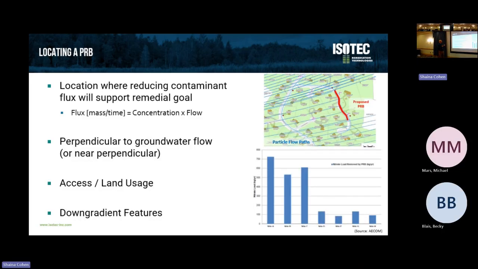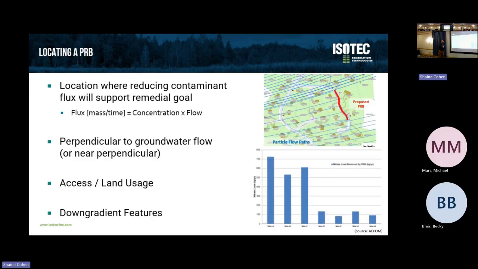Reminder that your flux is the mass of chemical flowing past a surface area, in this case the PRB, over a period of time, and it's generally the product of your flow multiplied by your concentration. Ideally, you want your PRB to be perpendicular to groundwater flow, or at least near perpendicular, because the groundwater is going to be coming in, and so you want to be able to cut that off.